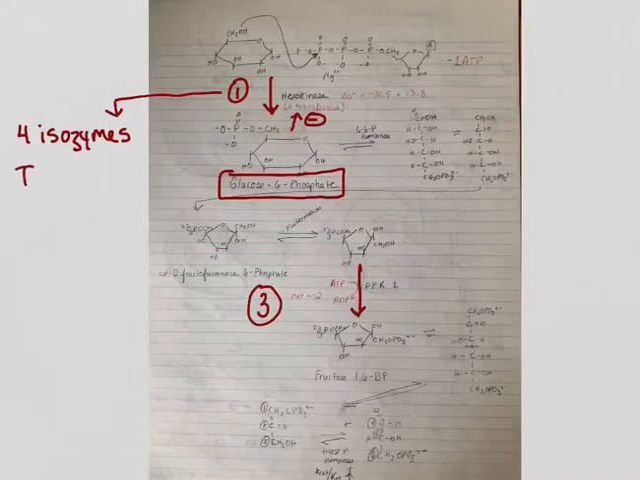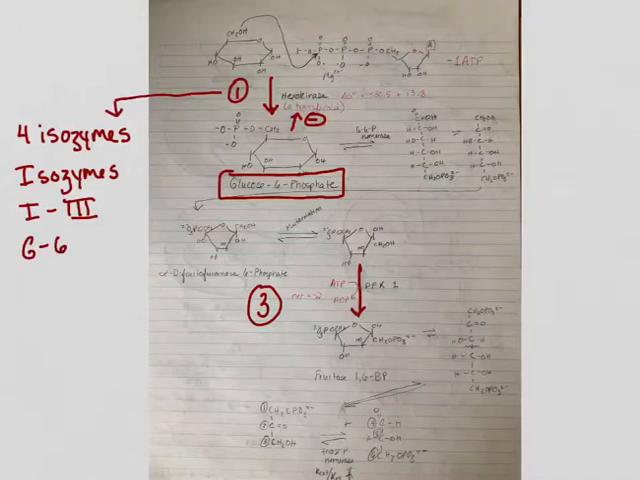So isozymes 1 through 3 are feedback inhibited by glucose 6-phosphate. I'll just say G6P down-regulates. However, there is a 4th isozyme specific to the liver. This liver isozyme is called glucokinase. Glucokinase is unique for a number of reasons. It is not feedback inhibited by glucose 6-phosphate.